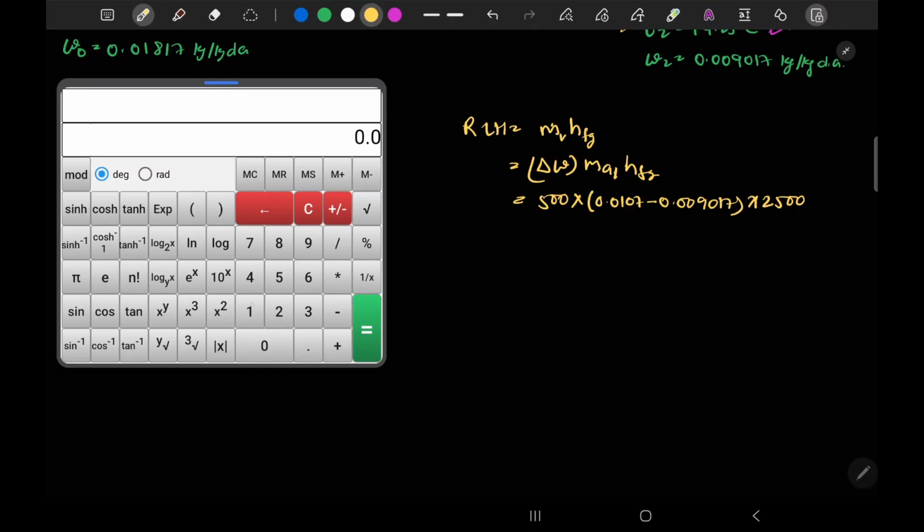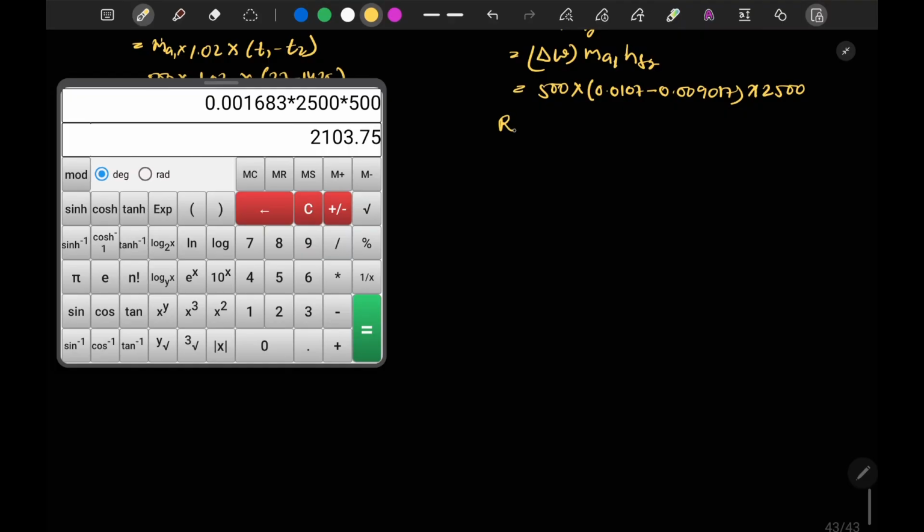Now let's calculate all these values. 0.0107 minus 0.009017, into 2500 into 500. So we have calculated the value of room latent heat to be 2103.75 kilowatt. So this is our room latent heat.